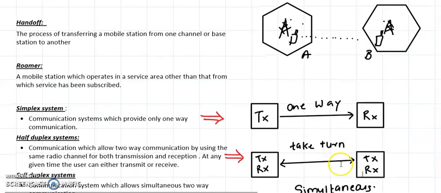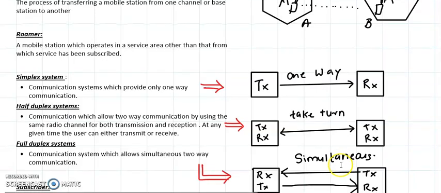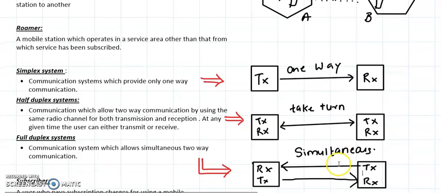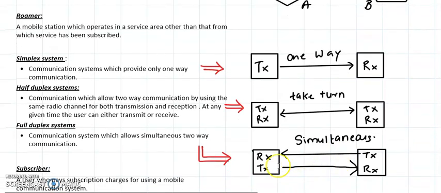Let us now move on to the next definition, which is called a full duplex system. A full duplex system means a communication system which allows simultaneous two-way communication. Meaning I have a transmitter receiver pair here, and I have a transmitter receiver pair here. Here I have two channels. So two-way communication is possible simultaneously. This transmitter is transmitting, this receiver is receiving, this transmitter is transmitting and this receiver is receiving. So here we can simultaneously talk as well as hear the information.